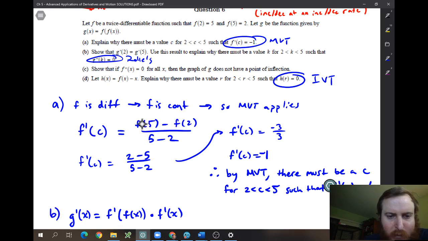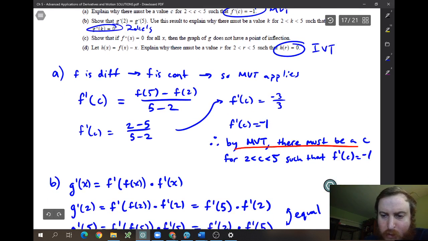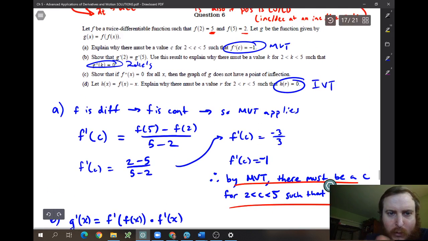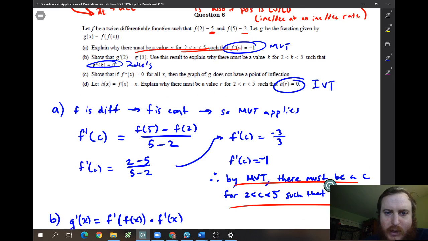F prime of c equals f of b minus f of a over b minus a. F of 5 we were given was 2. So 2 minus f of 2 we were given was 5. And then I just moved over here. 2 minus 5 is -3 over 3. F prime of c equals -1. And then here I literally just wrote exactly word for word what they had here. There must be a value c for 2 less than c less than 5 such that f prime of c equals -1.